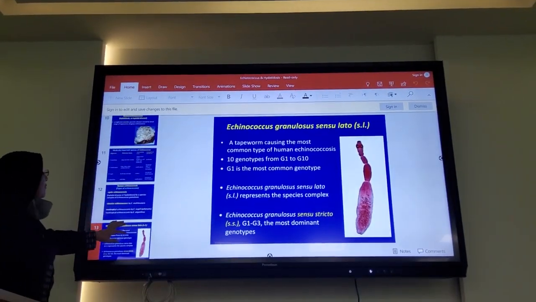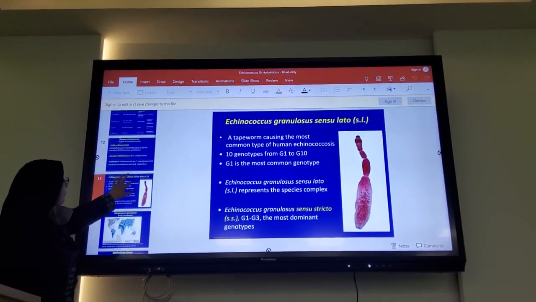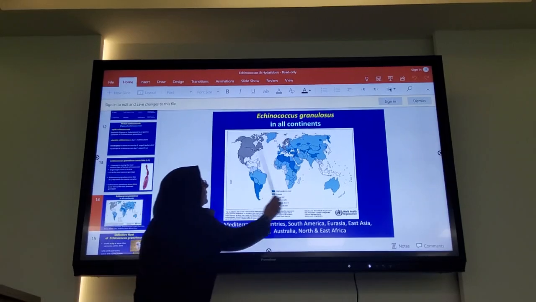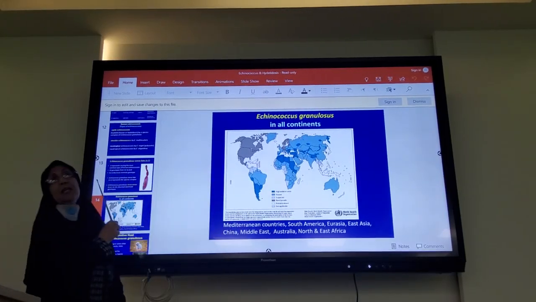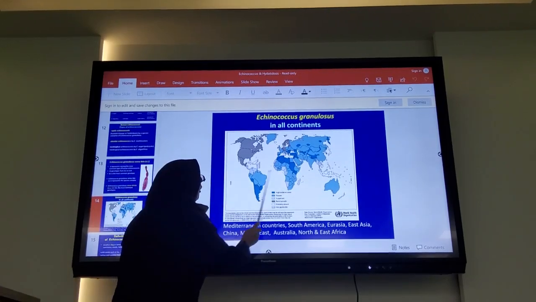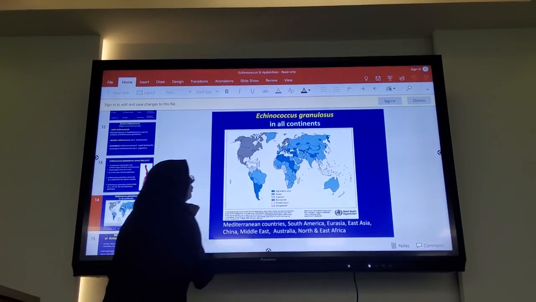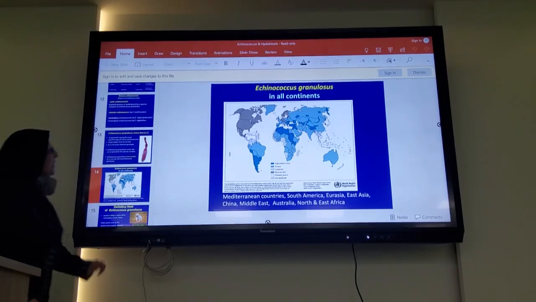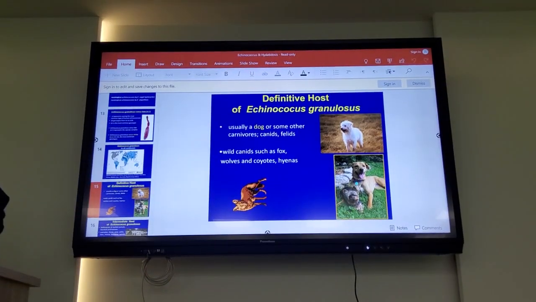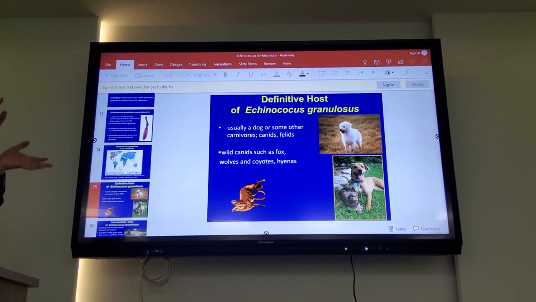They have different genotypes, but we just talk about the species. As you see, they have widespread distribution in all of the world, but the prevalence in some parts is higher. You see, you have this problem in your countries and in neighboring countries. And as I told you, the definitive hosts are dogs. So in nature, the parasite cycles between the dog and herbivores. But what is the role of humans?